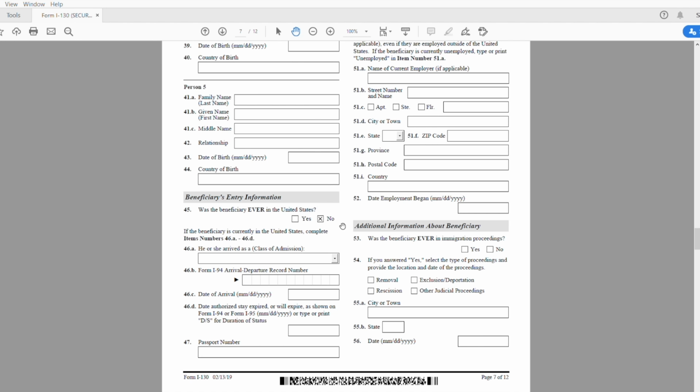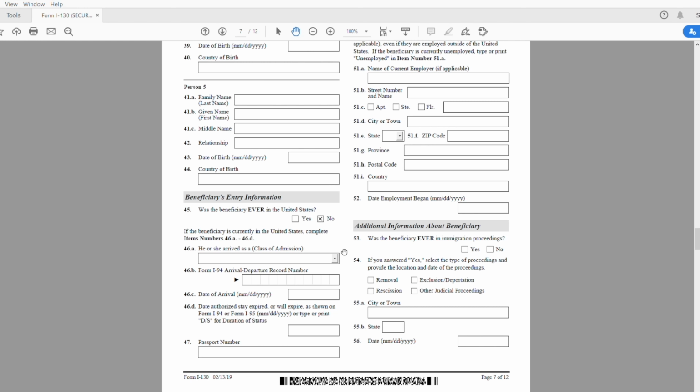However, if you're applying for an adjustment of status, or your spouse currently lives here and you still plan on filing a consular process because they will be moving back to their foreign country later on, you would indicate yes. And then if the beneficiary is currently in the US, which is most likely the case if you're applying for an adjustment of status, complete items number 46A to 46D.